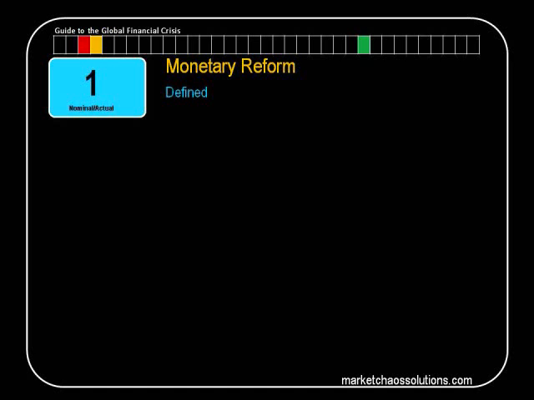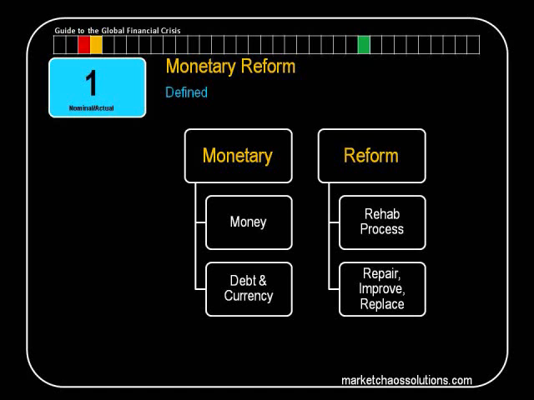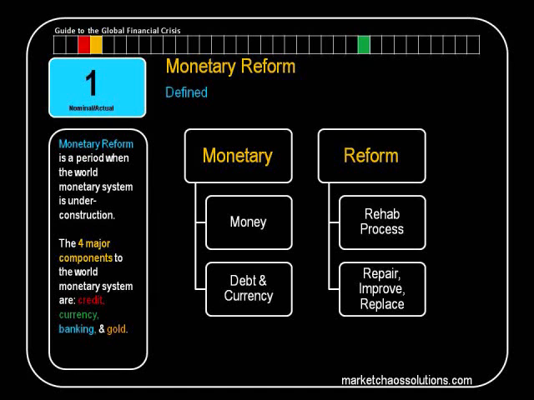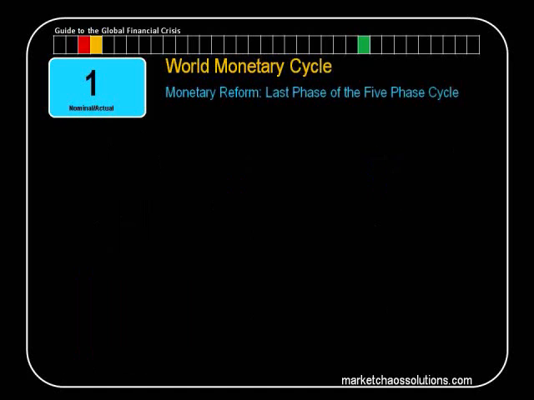Monetary means money, both debt and currency. Reform means rehab, repair, improve, or replace. Monetary reform is a period when the world monetary system is under construction. The 4 major components to the world monetary system are credit, currency, banking, and gold. Monetary reform is the 5th phase of the world monetary cycle.